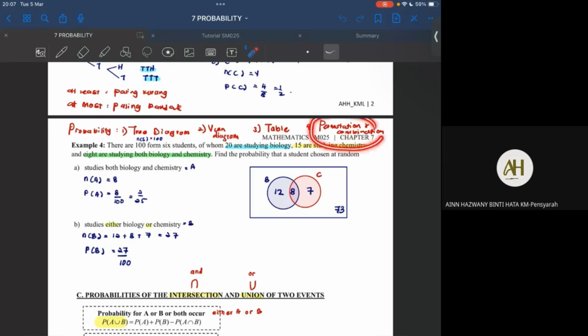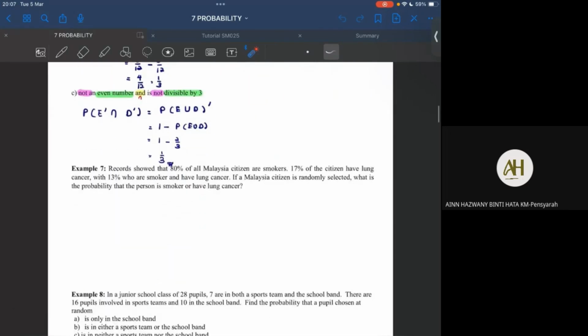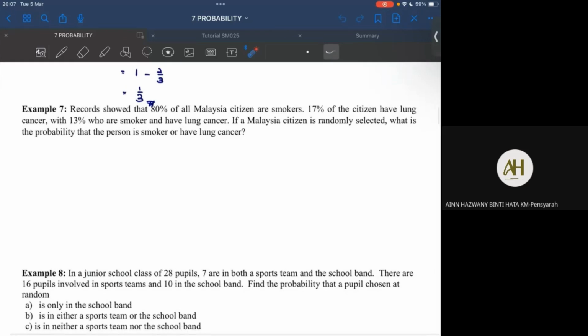So permutation and combination ni nanti kita akan belajar. So for now mesti kamu kena tahu macam mana nak keluarkan ayat daripada soalan ni. Okay, daripada soalan ni macam mana kita nak bentukkan probability kita. So example 7, question said records showed that 80% of all Malaysian citizens are smokers. 17% of the citizens have lung cancer, with 13% who are smoker and have lung cancer. If a Malaysian citizen is randomly selected, what is the probability that the person is smoker or have lung cancer?